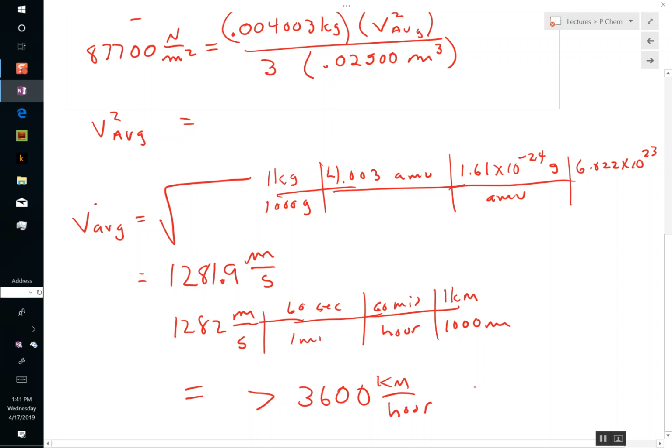Now you might think, well, I wonder how hot these are. Well, in a later example, the author's going to have us go back and say, okay, what temperature? He's going to use another equation to say, okay, what's the temperature of these helium atoms? And you find out it's something like 264 Kelvin. So it's less than the freezing point of water. Helium atoms are moving at 3,600 kilometers an hour.